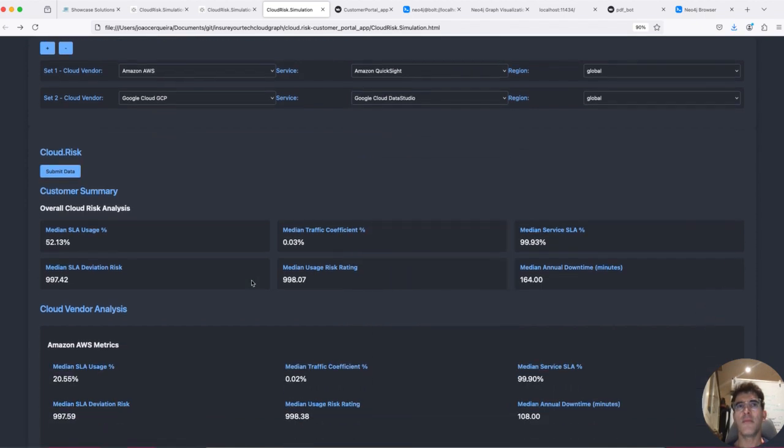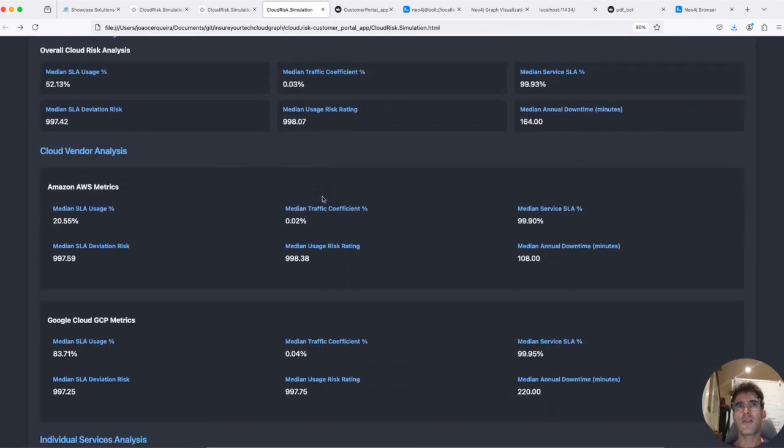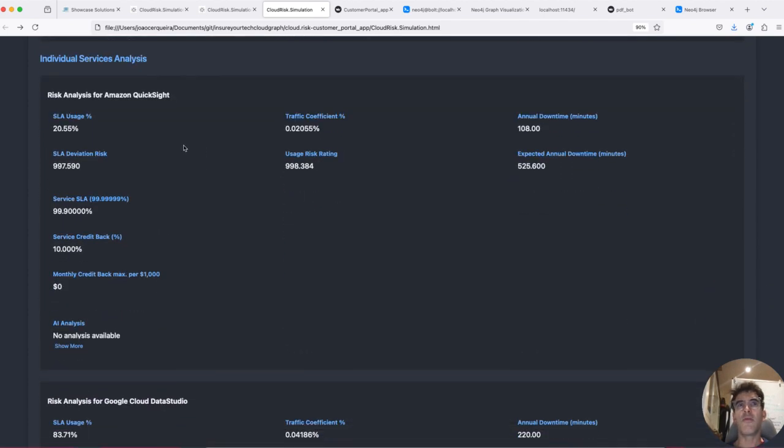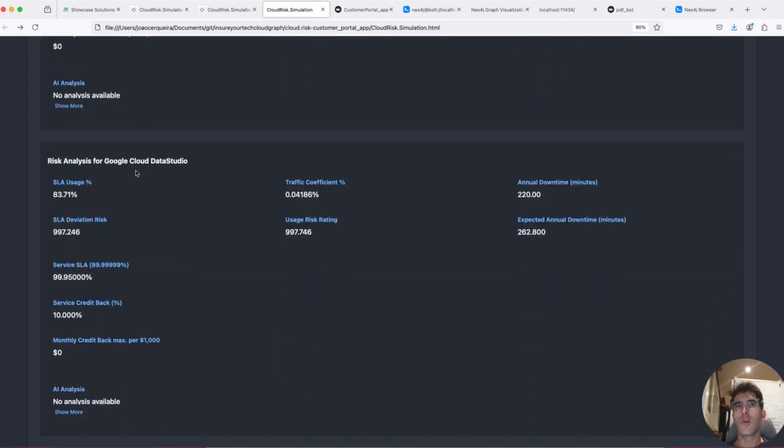If I submit the data, there are summary metrics and individual vendor metrics here. On an individual level, you can see that Amazon QuickSight only used 20% of its annual SLA credit, while Google Cloud Data Studio used 80% of the SLA credit. But neither of these technologies has used more than the SLA, so in the real world they have been reliable, respecting and meeting the SLAs.